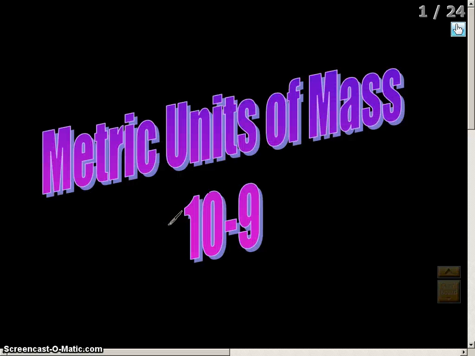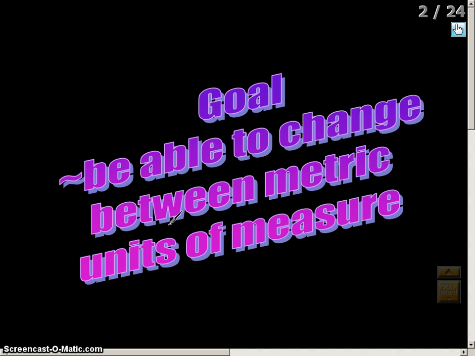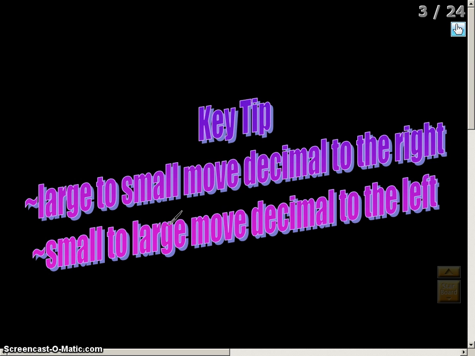In this video, we're going to take a look at the metric units of mass. Now, it's important, first of all, to understand what mass even is. Mass measures the quantity of matter in an object. The goal for today is to be able to change between metric units of measure within the topic of mass.